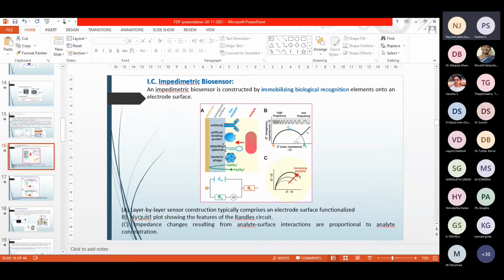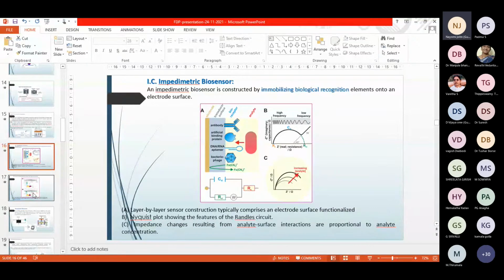So if the antigen binds to the antibody, the signal will be detected through this impedimetric biosensor. And if you see this C representation based on the concentration, even the signal also will be altered. So this is one more example for the impedimetric biosensor.